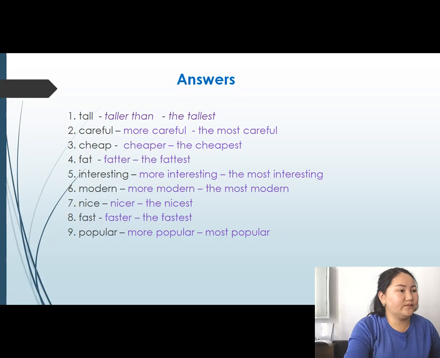Look at the answers. Cheap, cheaper, the cheapest. Fat, fatter, the fattest. Interesting, more interesting, the most interesting. Modern, more modern, the most modern. Nice, nicer, the nicest. Fast, faster, the fastest. Popular, more popular, the most popular.